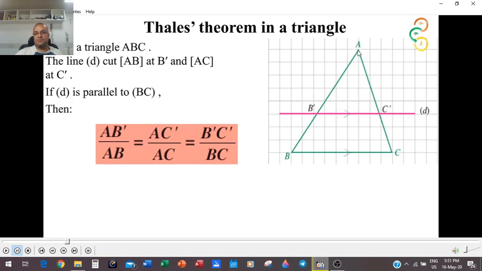As you can see here, when you start from A, look at these two ratios. These four segments are starting from the same point A. AB prime over AB equals AC prime over AC. Then, when we say that these two ratios are equal and they are starting from the same point A, then we can conclude that B prime C prime is parallel to BC.